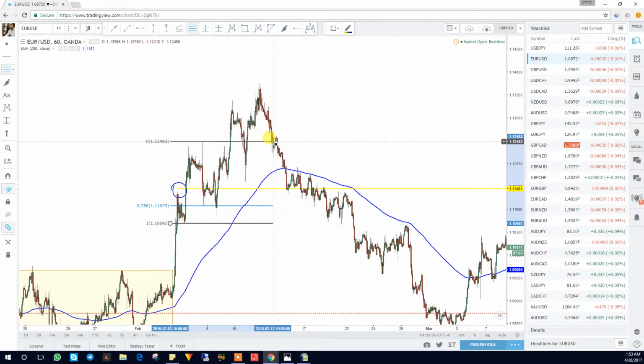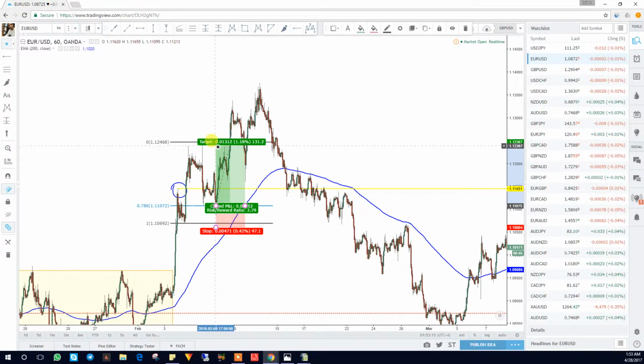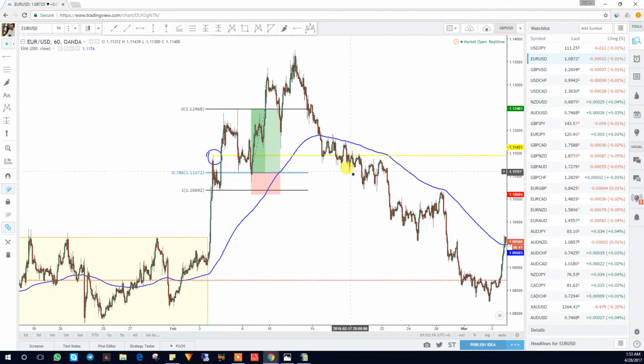And indeed, the market did touch the 786, so I'm going to pull up my tool here and enter at 786 and put my stop loss just 10 pips below, at 737. I'll make it 747, yes, and then my take profit just in line with this high. Okay guys, so this is a good trade.